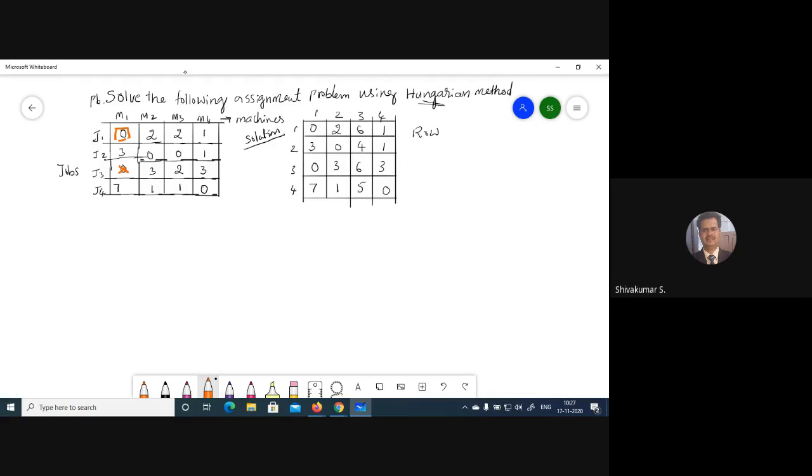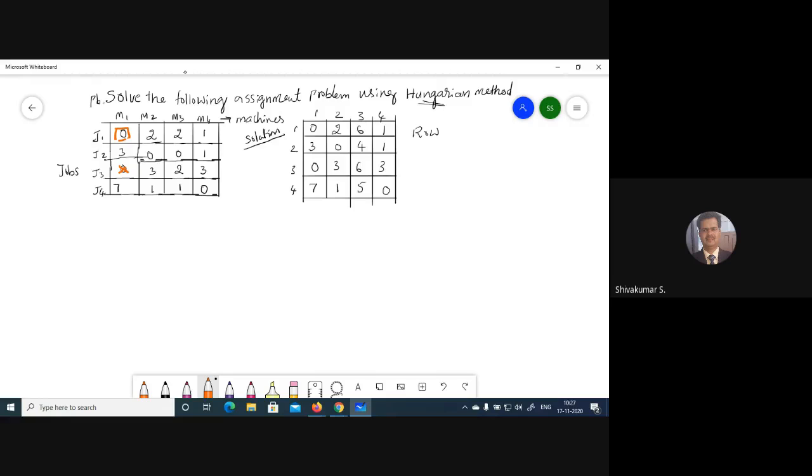Second row, check out here, you have two zeros, so no assignment, because there is an ambiguity whether the job has to be done on machine 2 or machine 3. So you're not going to do any assignment for the second row. Third row, you have no zeros here. Even though you had a zero, because of the procedure you have struck it out, so no zeros.